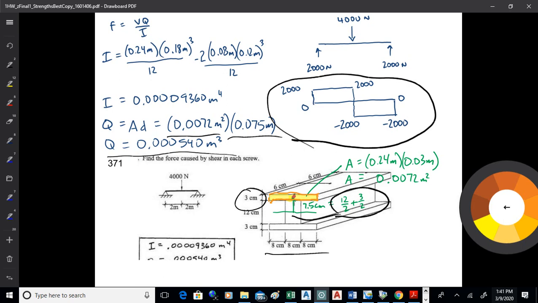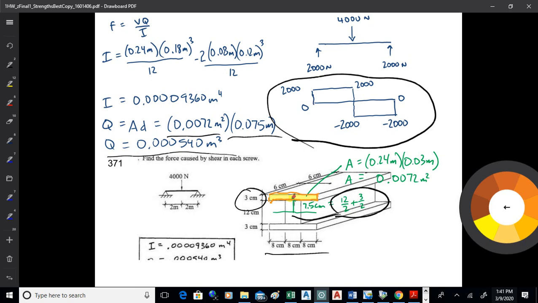But those nails, or whatever they are, nails, screws in there, they're going to hold it together. They're not going to allow that sliding to happen, okay? So they're going to get shears that build up in them. They're going to try and fail along that sliding plane. We're finding out how much force builds up in them, because we got to be sure they can handle it. See? That's why we're doing this, okay?